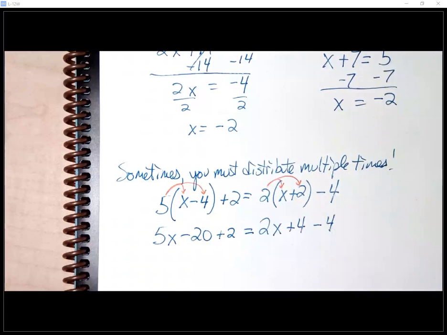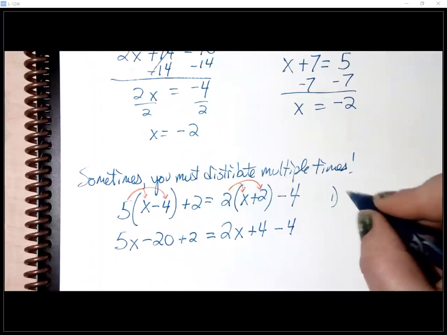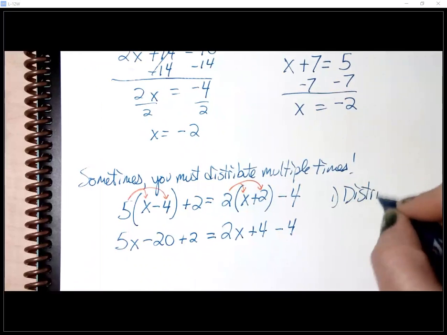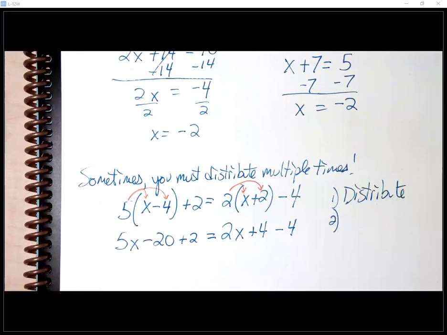So actually, you know what? Let's do some step-by-steps on the side. Step 1, distribute. Step 2, see how, like, look right here. Say I have a +4 and a -4. They're just gonna cancel each other out.